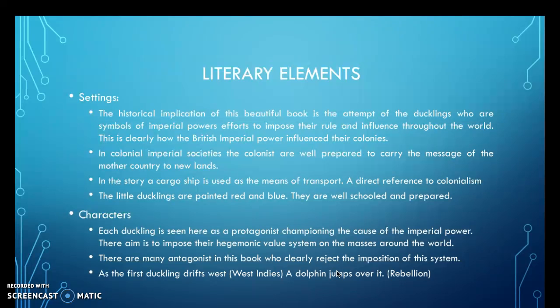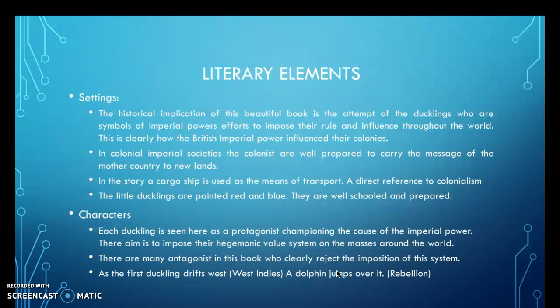Now let's look at the second one, the characters. Each duckling here is seen as the protagonist championing the cause of the imperial power, which sought to impose its rule on the colonies. From the Marxist school of literary learning, their aim is to impose their hegemonic value system on the masses around the world.